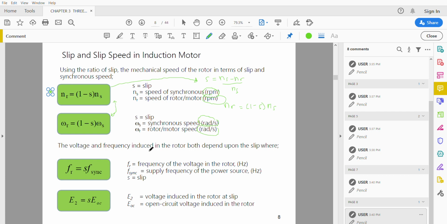The voltage and frequency induced in the rotor both depend upon the slip, whereby the frequency of the rotor is equal to slip times the frequency of the synchronous supply. The supply frequency is 50 Hertz. This is the frequency used by TNB for the electrical power. And E2 is the internal induced voltage. E2, the voltage induced in the rotor at slip, is equal to slip times the open circuit voltage induced in the rotor.